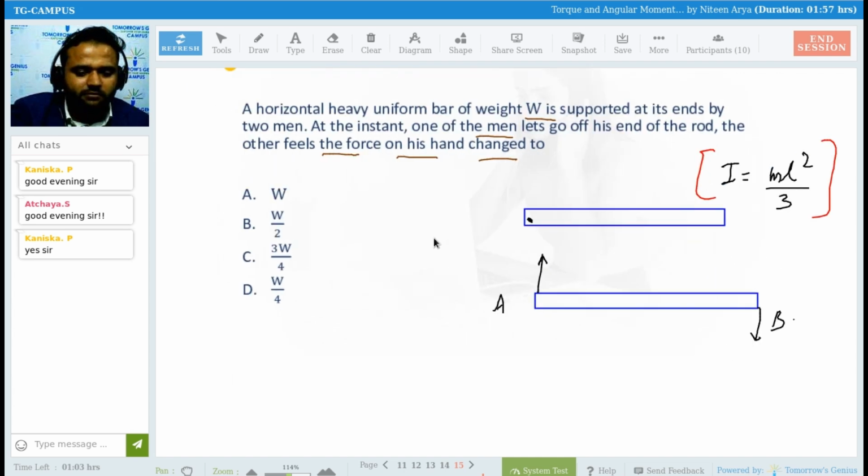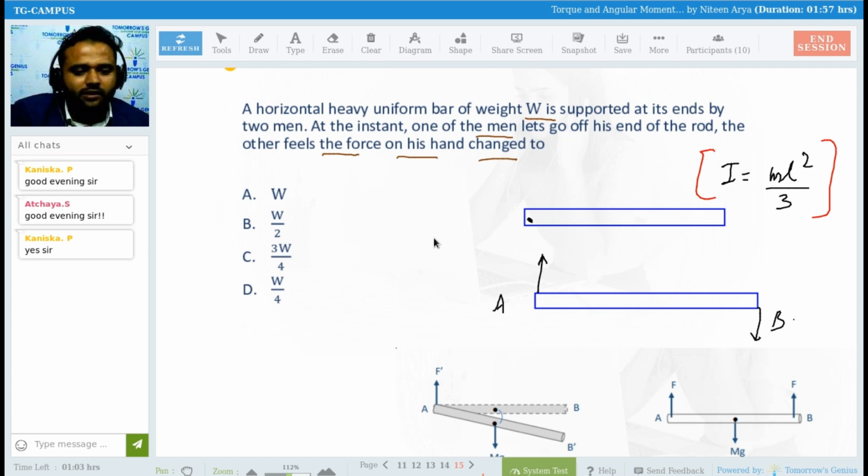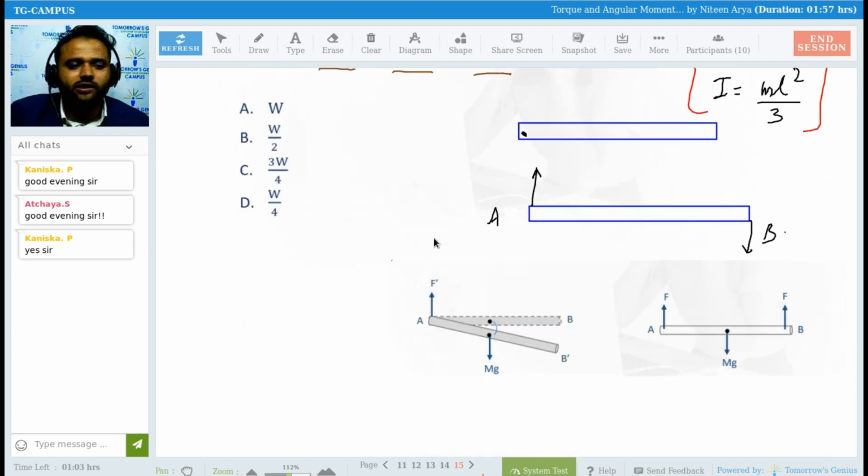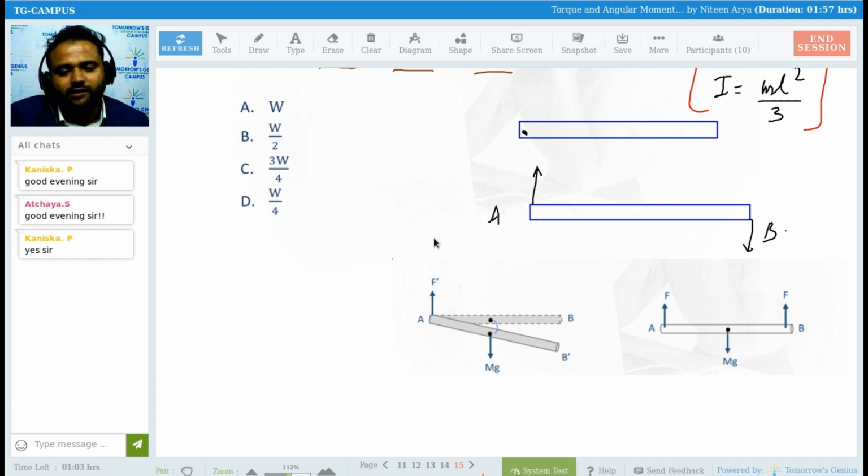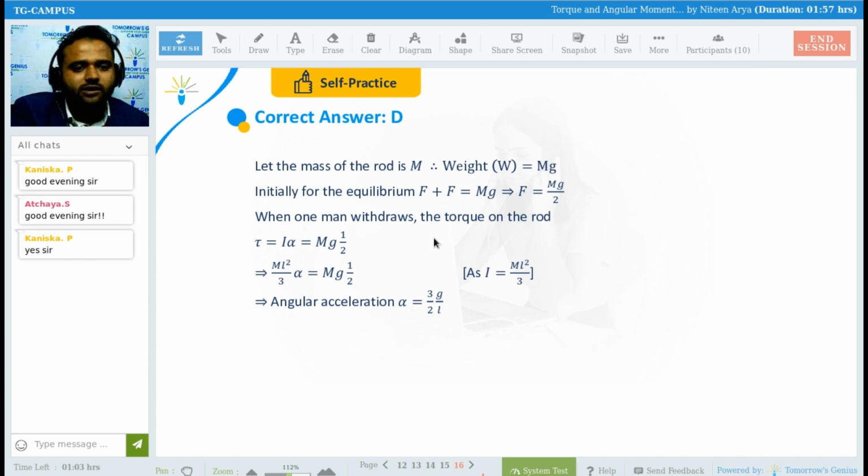The correct answer is D, but what is the process? So what is happening here? This is going to be the balance point when both people are holding the rod together, but one of them leaves, or withdraws his or her hand. So this force is going to be upward. This force is going to be applied on the hand, but altogether we have this mg component also. This is going to have an effect, and how, we are going to discuss.